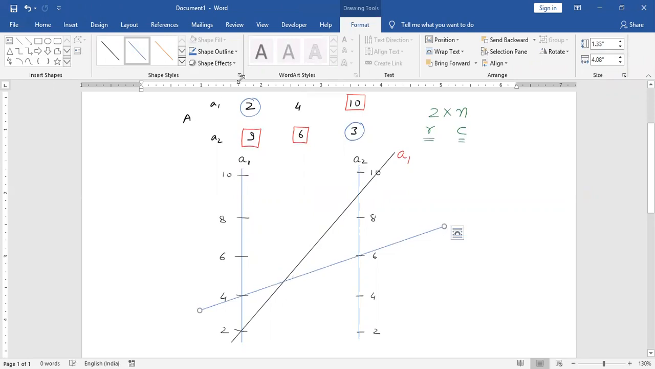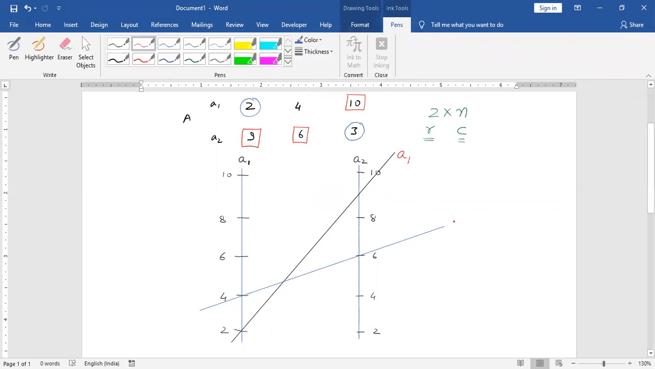This is my A2 strategy. Now I'm going to draw the next strategy. Sorry, it is B1. I am extremely sorry. It is B1 and it is the B2 strategy.